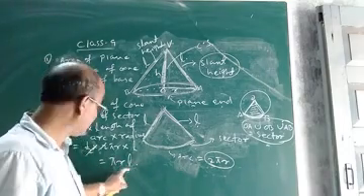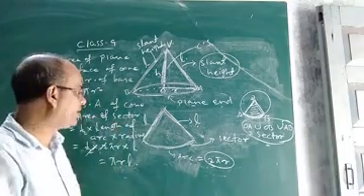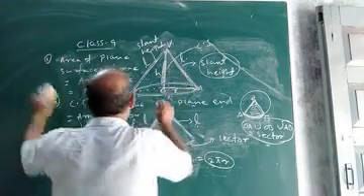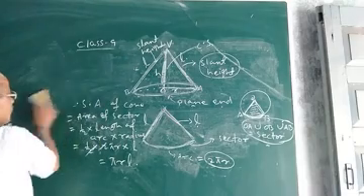Slant height. So this is the formula to find your curved surface area of a cone. Now the point is, what will be the formula for L? Now the third formula, let us discuss.